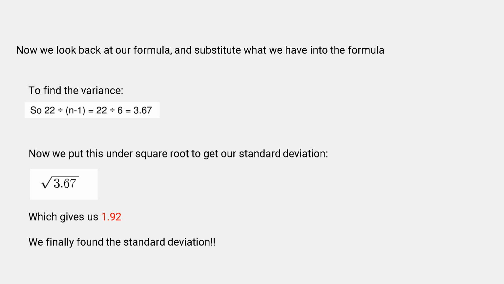So for a recap, we're going to go over it once again. What did we say? We need to have the mean to find the variance, and we need to have the variance to find the standard deviation. And after we've got all of these, you can find the standard deviation.